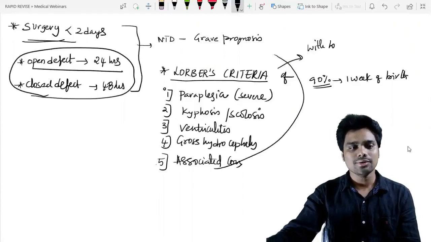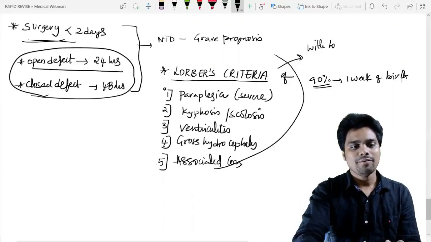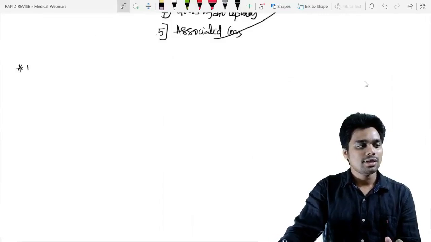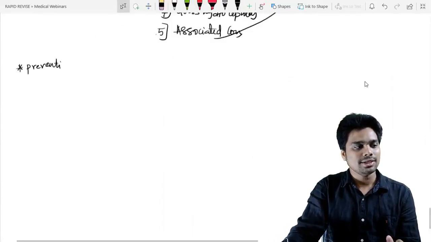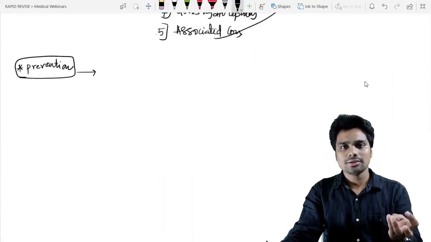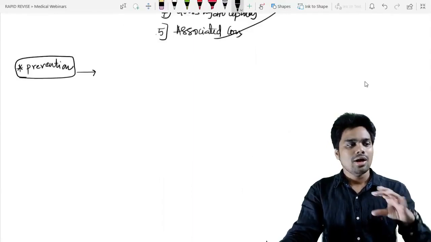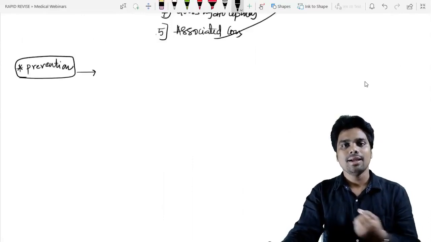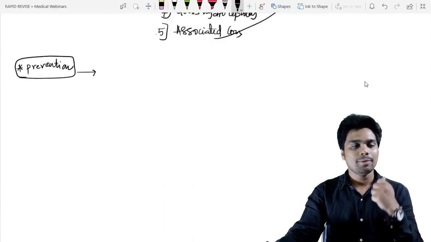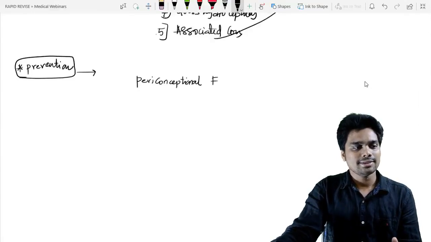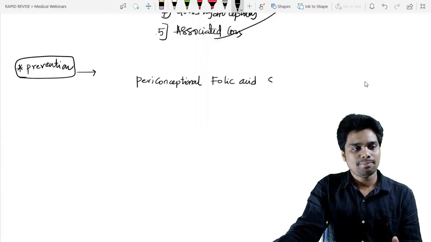So let us now conclude the session by learning about the preventive aspects of neural tube defects. This is commonly asked in the exams, so kindly concentrate here. The prevention is by, as I already told you, avoiding alcohol and radiation. The maternal alcohol intake should be curbed when there is a chance of pregnancy, and radiation exposure should be prevented. But most important is, just remember the single phrase: periconceptional folic acid supplementation.